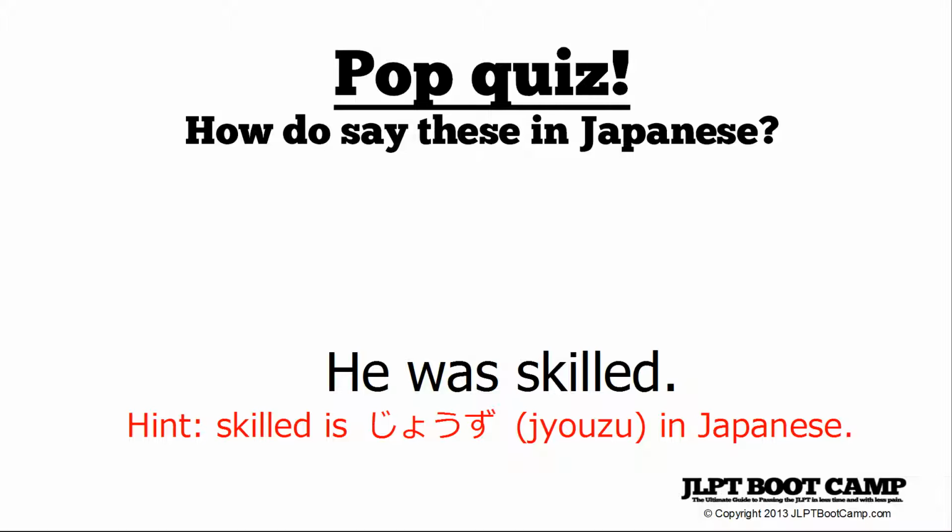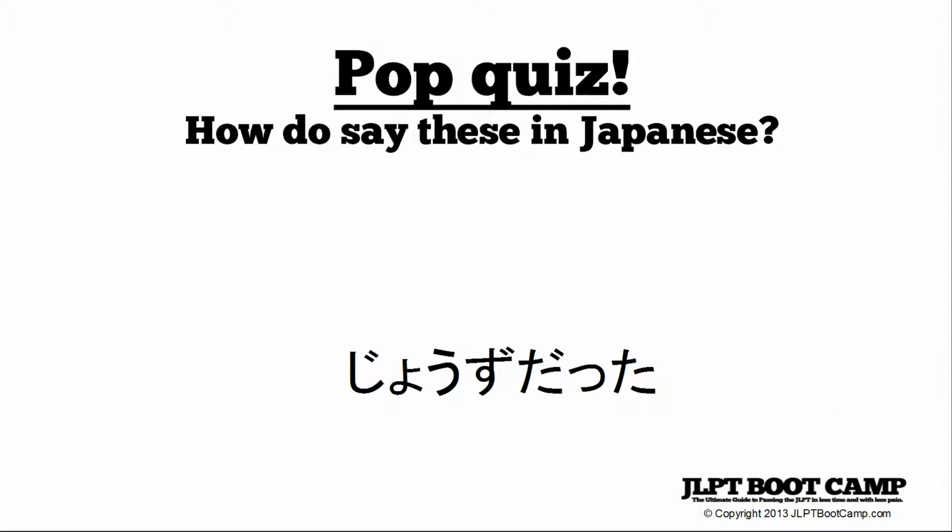How about he was skilled? And again, short hint, skilled is jozu in Japanese. This would be actually jozu datta. Jozu is a na adjective, so you have to add the datta to the end to make the past tense.